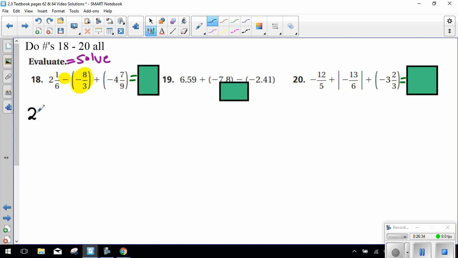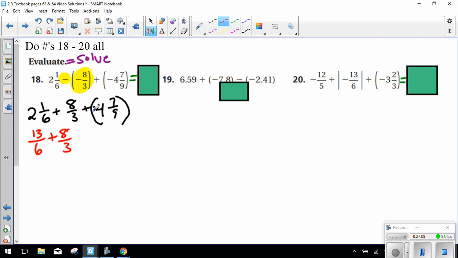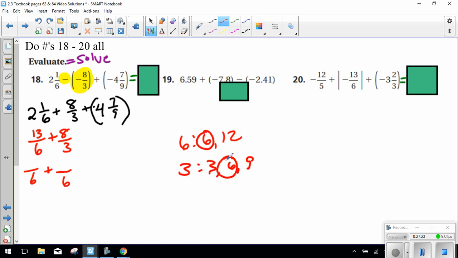So I have 2 and 1 over 6 plus 8 over 3 plus negative 4 and 7/9. I recommend taking 2 fractions at a time because trying to find a common denominator between 3 fractions could be a bit taxing. So let's make this improper, so that's already improper. 6 times 2 is 12, plus 1 is 13 over 6, plus 8 over 3. And we'll worry about this guy later. My common denominator is 6. If I count by 6 and 3s, 6, 12, and 3, 6, 9, so 6 is the smallest number they share.